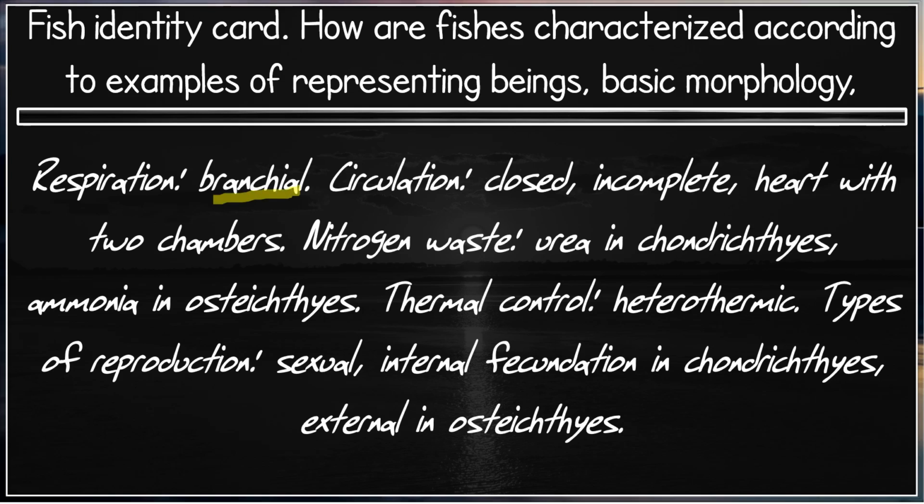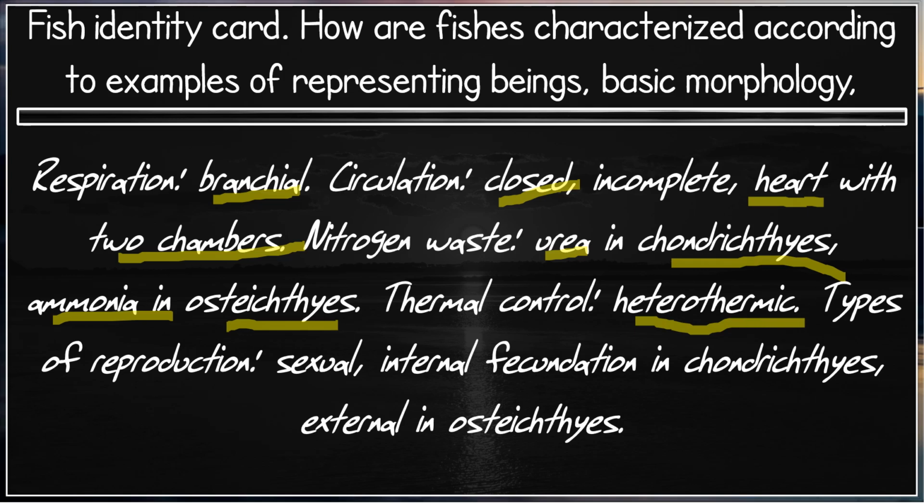Respiration branchial, circulation closed, incomplete heart with two chambers, nitrogen waste urea in chondrichthyes, ammonia in osteichthyes. Thermal control, heterothermic. Types of reproduction, sexual, internal fecundation in chondrichthyes, external in osteichthyes.